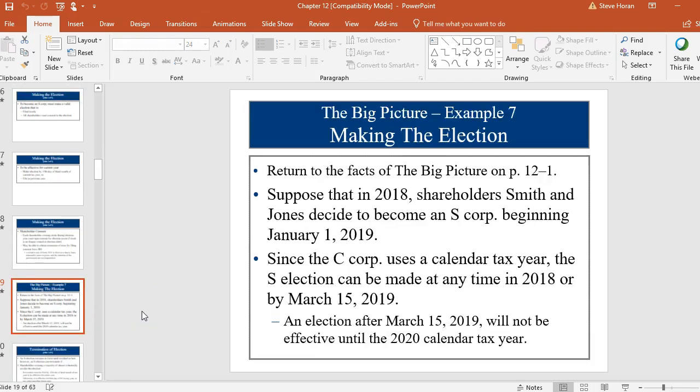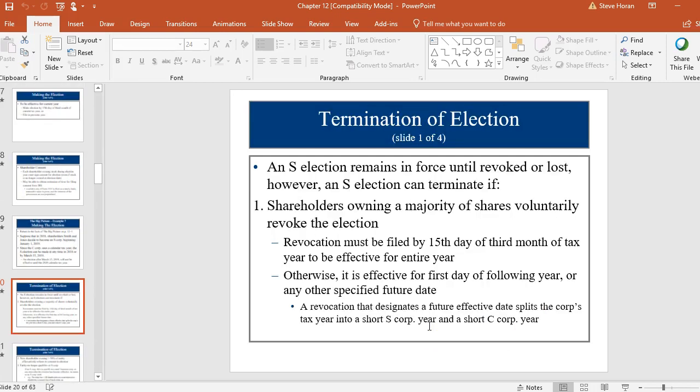So coming back to the big picture, making the election, suppose that in 18, Sherwood, Smith and Jones decide to become an S Corp beginning on January 1 of 19. Since the C Corp uses a calendar tax year, the S election must be made anytime in 18 or by March 15 of 19. Any election after March 15 of 19 will not be effective until the 2020 calendar tax year.